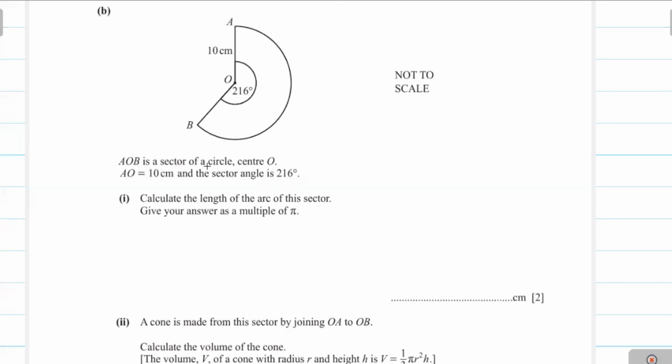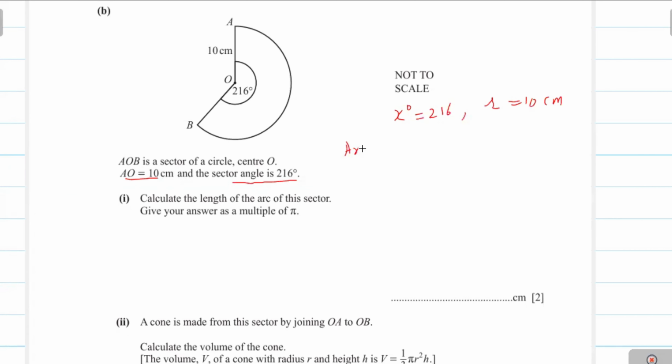Part B, AOB is a sector of circle center O. AO length is 10 centimeter. The sector angle is 216 degree. Calculate the arc length of this sector. Give your answer as a multiple of pi. You see here, this is the sector, and the angle of the sector here is 216 degree, and the radius of the circle is 10 centimeter. We use the formula to calculate the length of this arc AB.